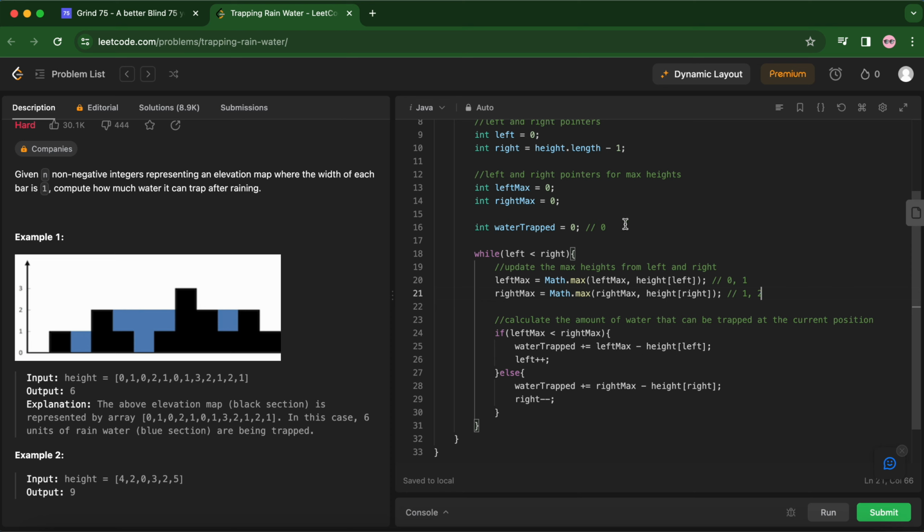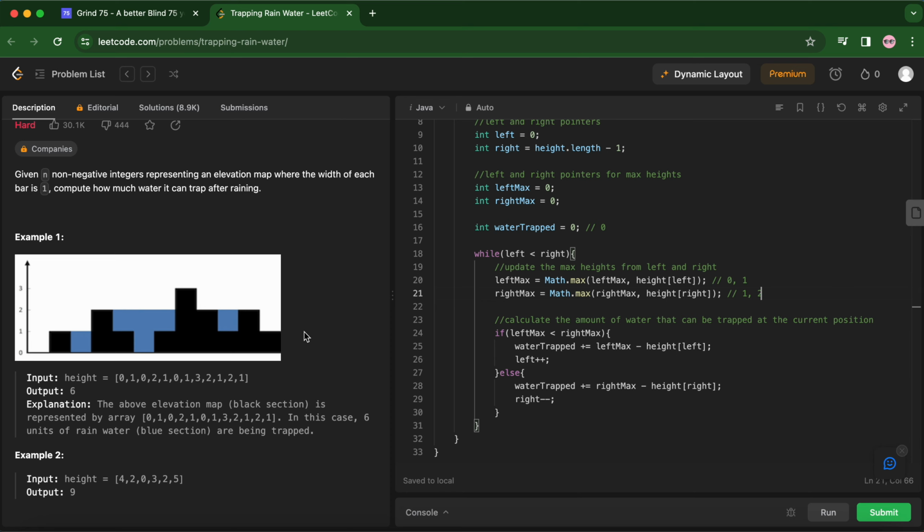So 0. Water trapped was originally 0. We added 0 to it. It remains 0. Left pointer moved front, so we came to this one. Again, left max is equal to Math.max of left max or height of left. Height of left is 0. So left max remained 1 because we have a size 1 wall on the left side.